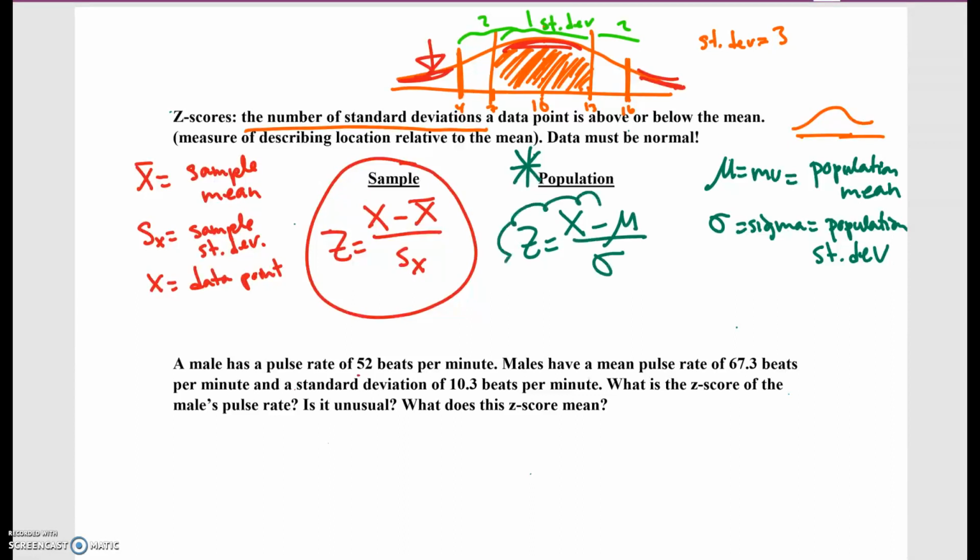Usually this is the one we're going to be using for the majority of the class. A lot of the theory is derived from this one, but later on we will do a little bit of the sample. But it's the same formula: you take the data point, subtract the mean, and divide by the standard deviation.